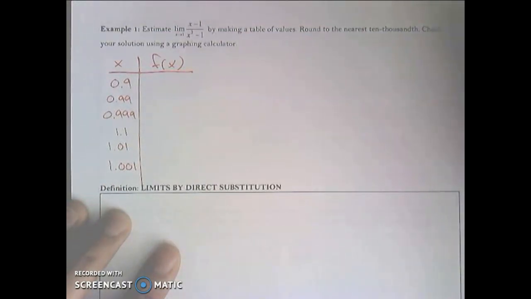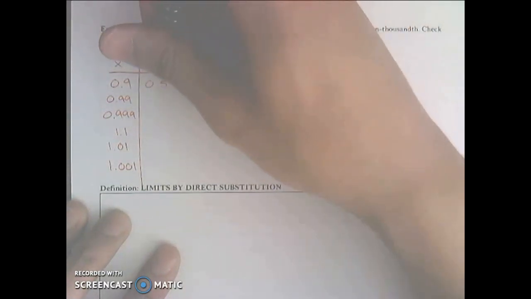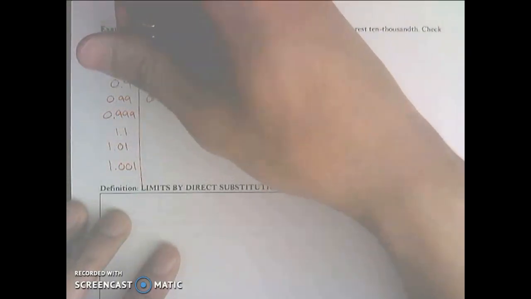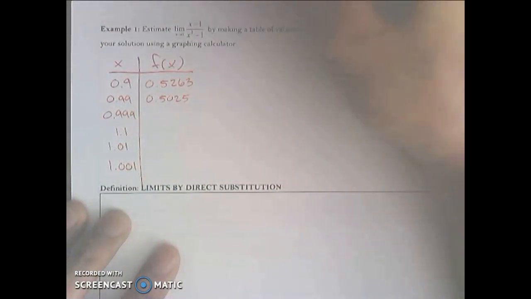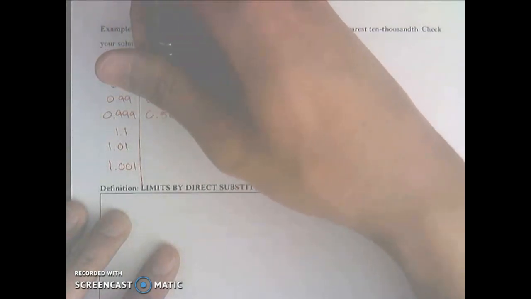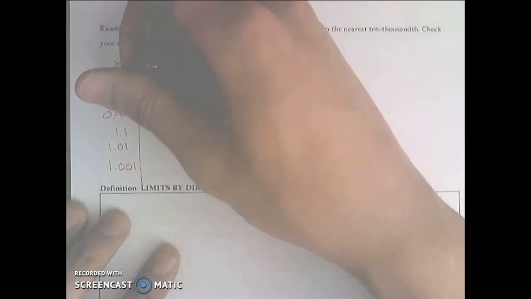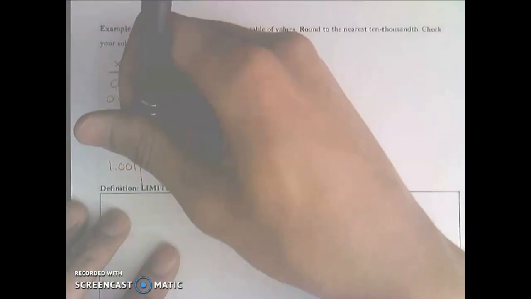When we evaluate the function at 0.9, we get, rounded to 4 places, 0.5263. Evaluating at 0.99, we have 0.5025. Evaluating at 0.999, we have 0.5003. We have at 1.1, 0.4762. 1.01, we have 0.4975. And at 1.001, we have 0.4999.